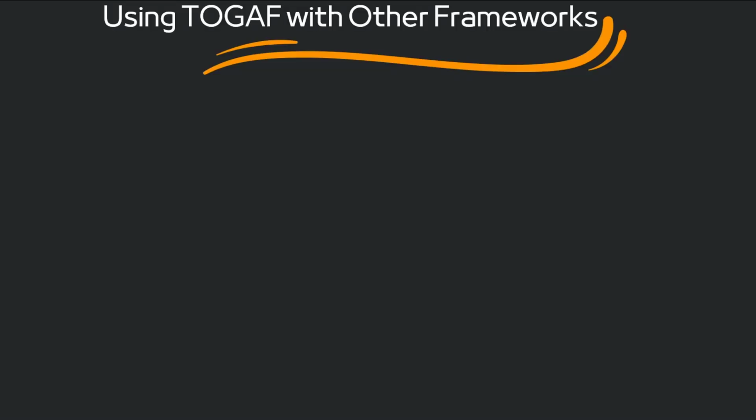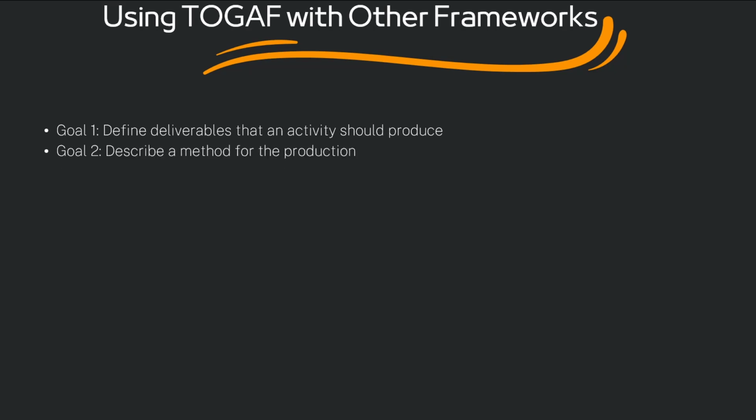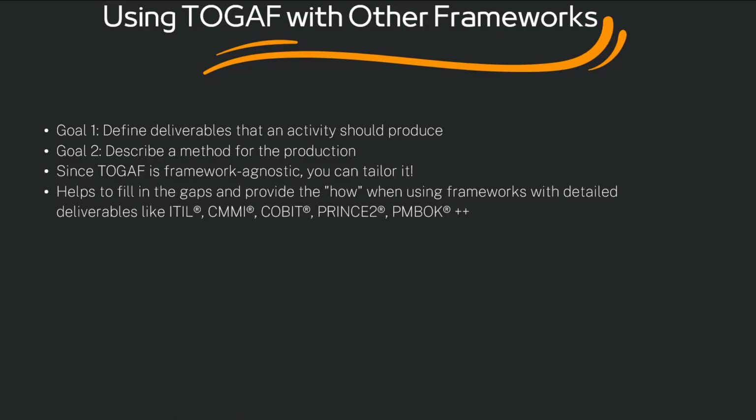Using TOGAF with other frameworks. There are 2 primary goals of a framework. The first is that it should define deliverables that an activity should produce, and the second is it should describe a method for their production. Since TOGAF is framework agnostic, you can tailor it. This really helps fill in the gap and provide the how when using a framework with detailed deliverables.